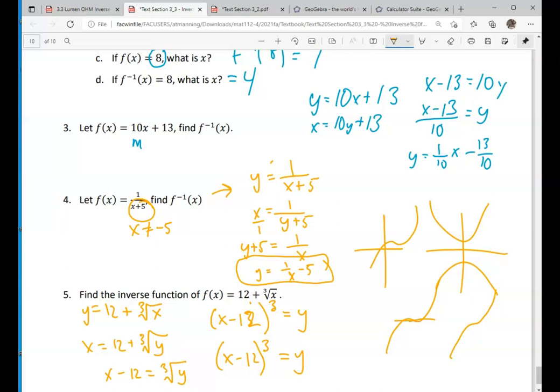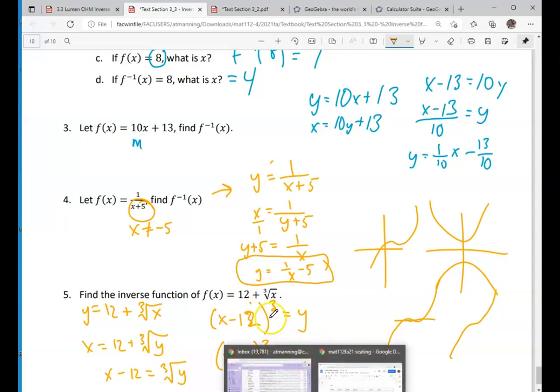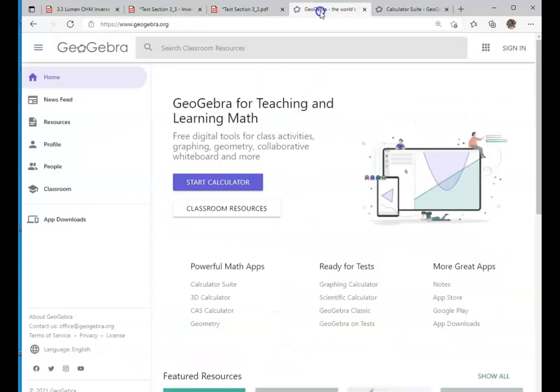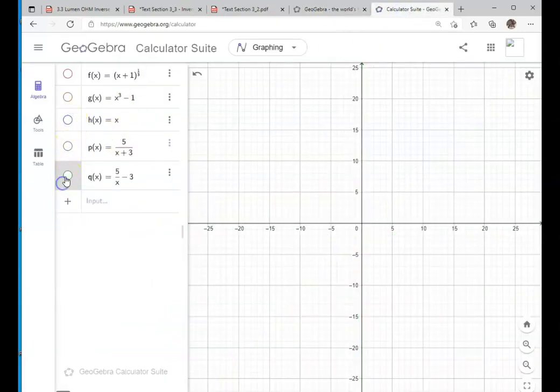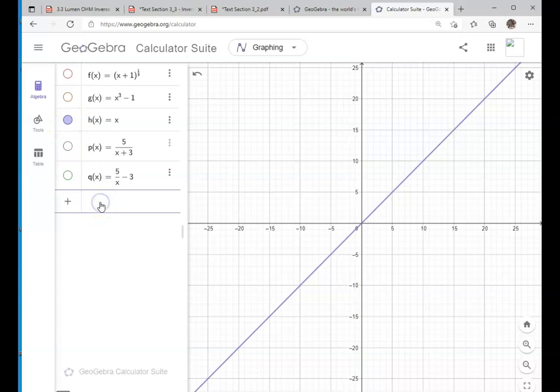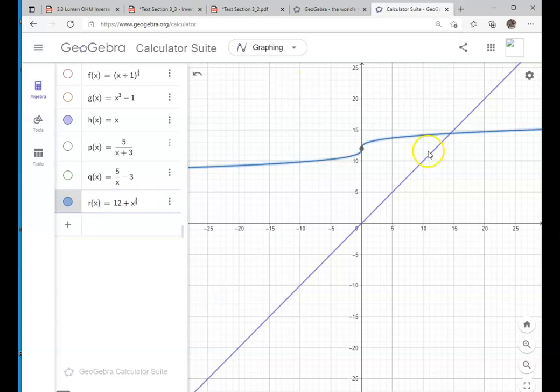And for our last thing, let's just graph that. Y equals 12 plus cube root of x. We'll hide the other ones. We'll leave the reflecting one there. We'll do 12 plus x to the 1/3 power. Gives us that cool looking thing.